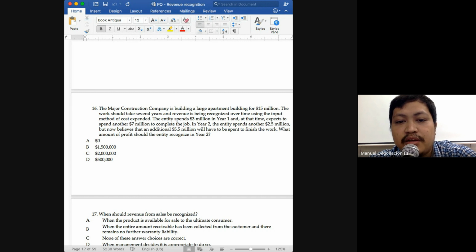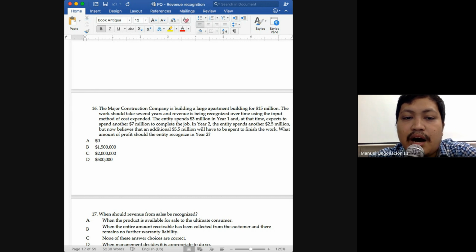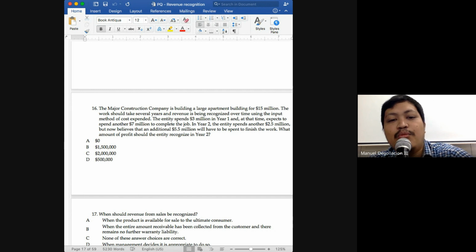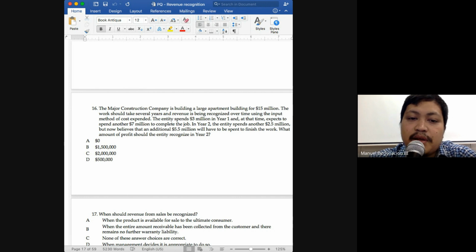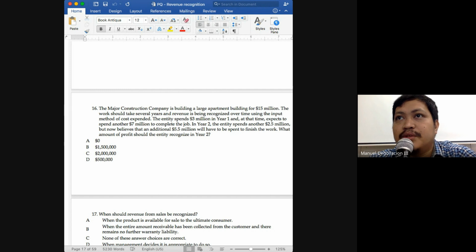And we will now use the 11 million in getting our percentage of completion. 5.5 million cost incurred today divided by total estimated cost of 11 million. Our percentage of completion at the end of year 2 is 50%. That means we have already earned 50% of our total profit. But be careful, class, since the total estimated cost has changed, that means our expected gross profit has also changed. How much was the contract price? 15 million. How much now is our current total estimated cost? 11 million. So that means our expected profit is just 4 million.